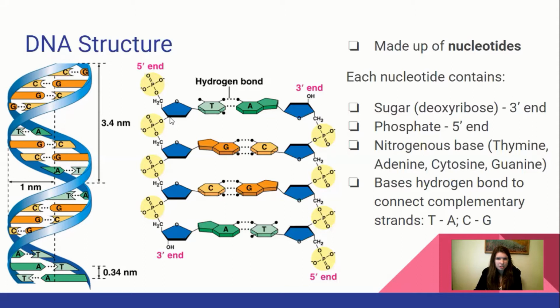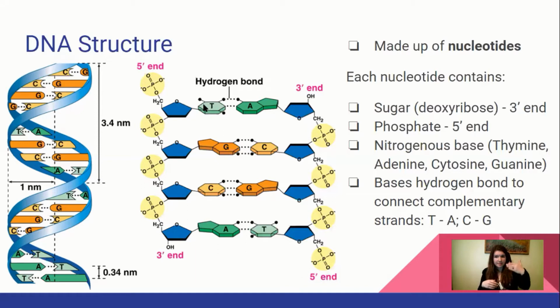At the bottom of the sugar, which is deoxyribose in DNA, we have a 3' carbon attached to a hydroxyl group. And at the 5' carbon, we have our phosphate group. Our nitrogenous base projects inward towards our complementary DNA strand. When we're thinking about our nitrogenous bases, we have 4 options: thymine, adenine, cytosine, and guanine. And they form hydrogen bonds in specific pairings.